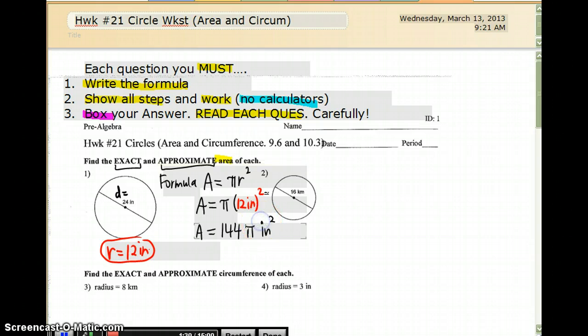and I want to use inches squared because I'm looking for the area, the space inside. I need to use inches squared. That's my exact answer. Exact. Okay, with pi in it.